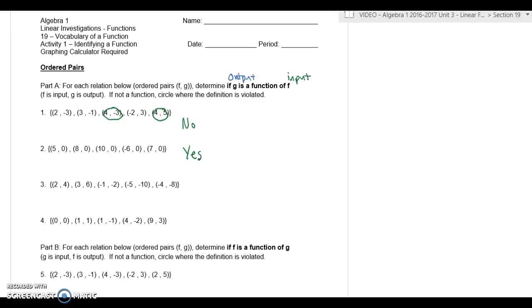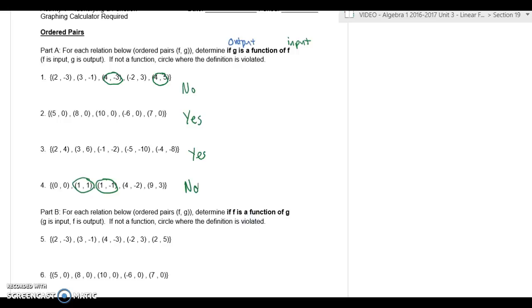Number 3, 2, 3, -1, -5, -4. I see a bunch of different numbers, so yes, that is a function. For some reason, I'm writing no, but it's yes, that is a function. And 4, we have 0, 0, 1, 1, 1, -1. There's a problem. Same input, different outputs.